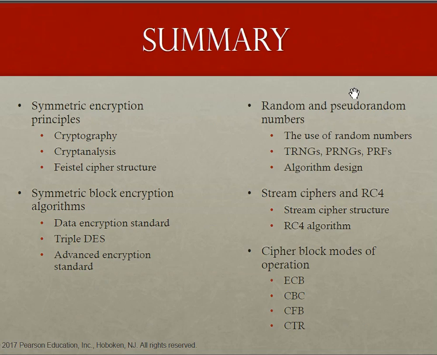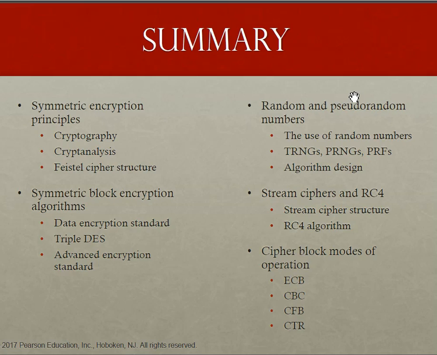Right? So we reach the summary. We discussed the symmetric encryption principle, cryptography, cryptanalysis, and the Feistel cipher structure. Then we looked at symmetric block encryption algorithms, like DEA or Data Encryption Standard, DES. We looked at triple DES. We compared it with the Advanced Encryption Standard. And we have also seen why we basically need the advanced encryption: what are the disadvantages or shortcomings of triple DES, and then why we need AES.